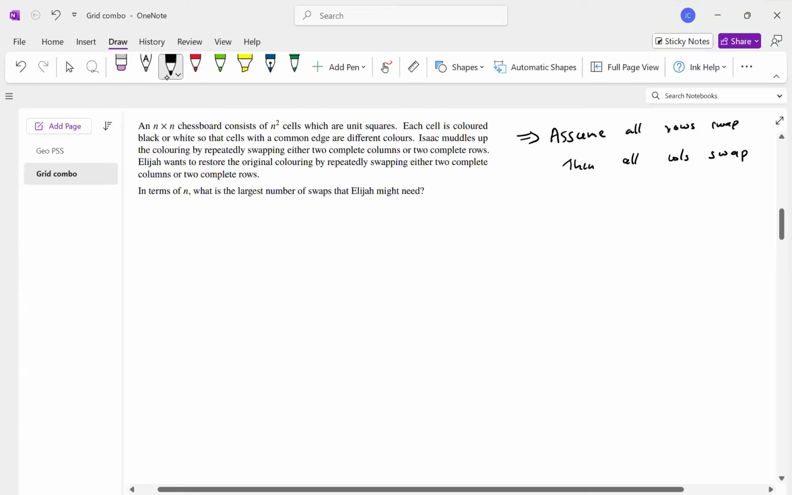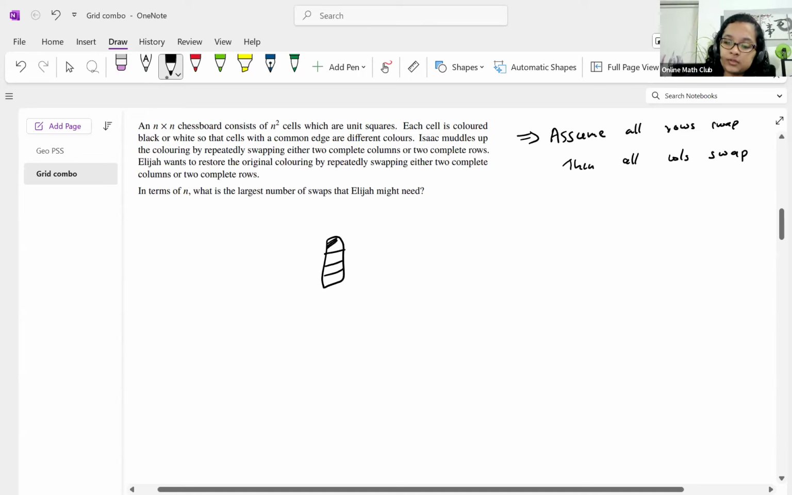Like even with that, you would have to be careful about the intersections, right? Well, the intersections don't get affected no matter whether you swap the rows first or columns first. But the thing is, if you're working with an even grid, then something that is of this form could end up being in this form somewhere else, right?